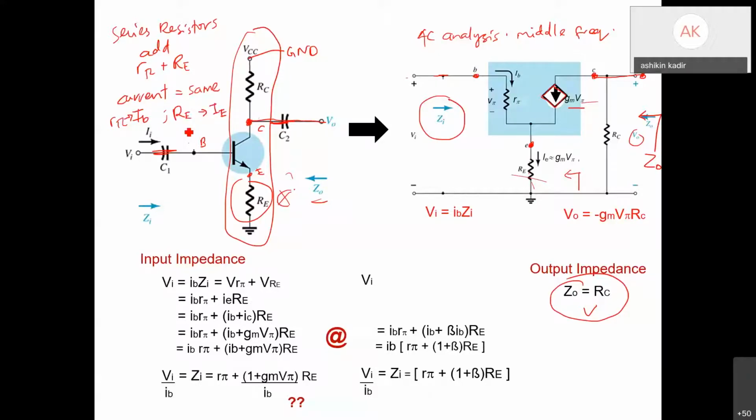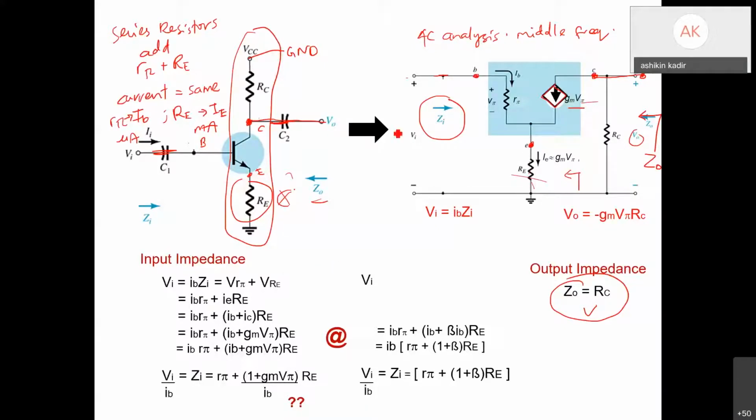Okay, from the theory, IB is around microamperes, but IE is around milliamperes. It is very far apart. So what we can do is use Ohm's law. From Ohm's law, what does Ohm's law say? Ohm's law says V equals IR.